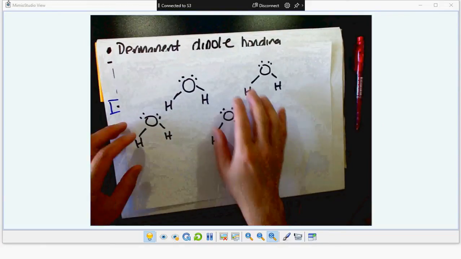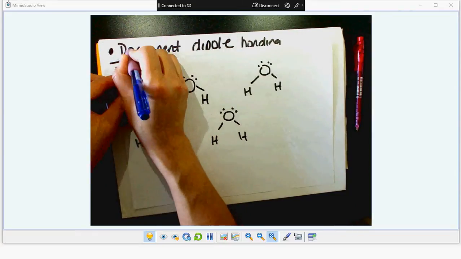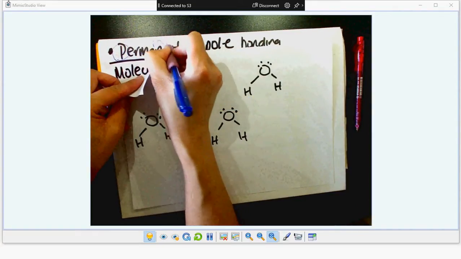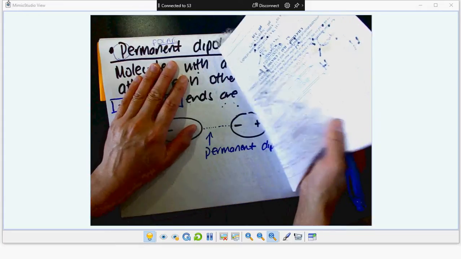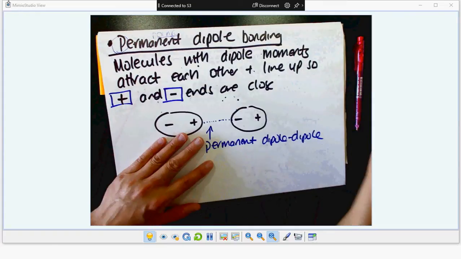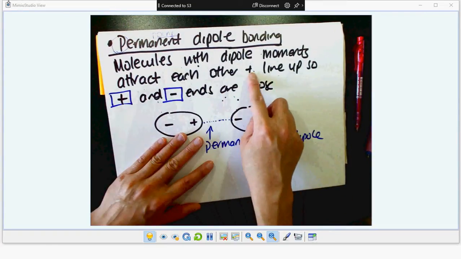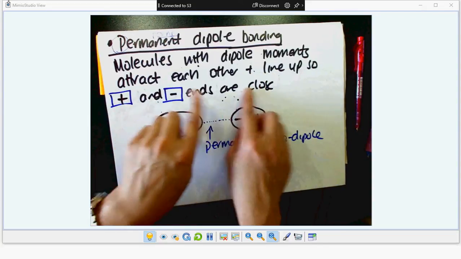Okay, the next type we've got is permanent dipole bonding. Permanent, remember, P goes with what? P goes with polar, okay? So polar molecules. P goes with the polar molecules. So in permanent dipole bonding, molecules with dipole moments attract each other. So the dipoles line up so that the positive and negative ends are close, okay?